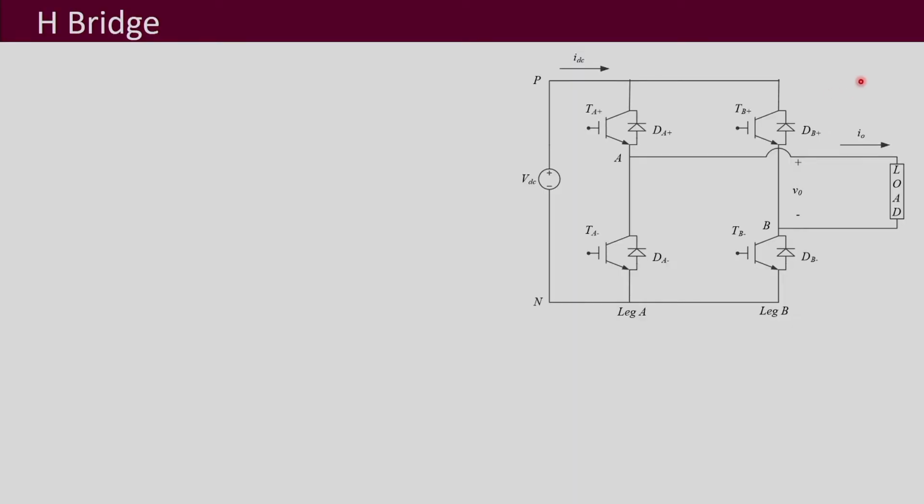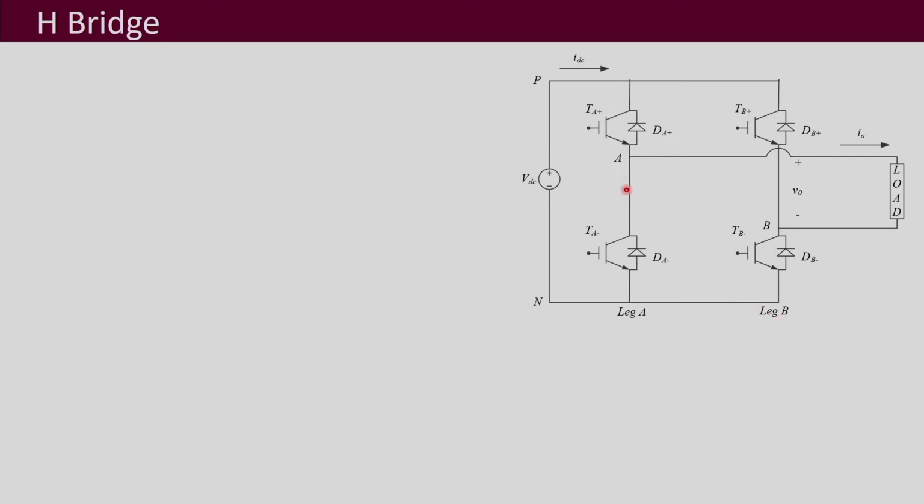So, this is the circuit of the H-bridge converter. What you see here is that it has got 4 IGBTs. Now, 4 MOSFETs may also be there, it depends on the application. Here I have shown 4 IGBTs and then there are 4 anti-parallel diodes. This one is named TA plus and TA minus, the upper one and the lower one, and these two connected together are called leg A. And similarly TB plus and TB minus, connected together, are called leg B.